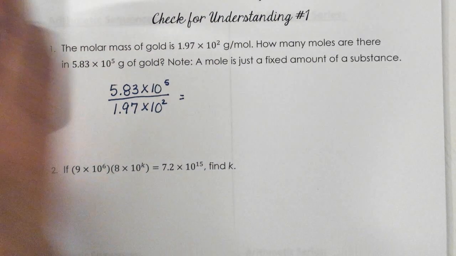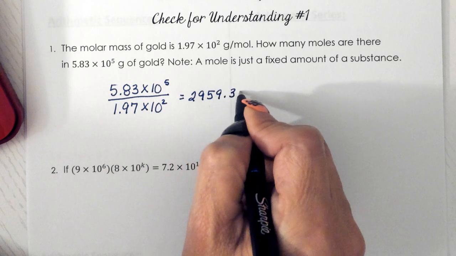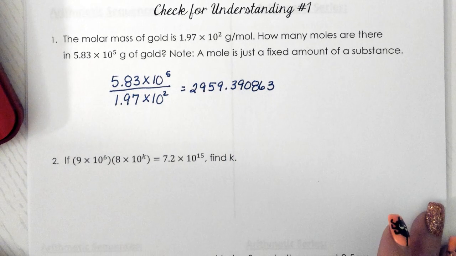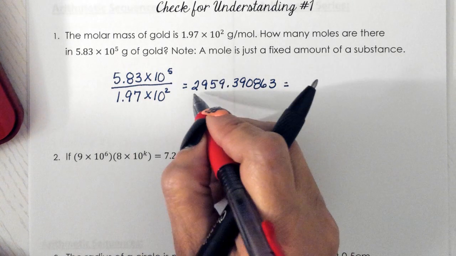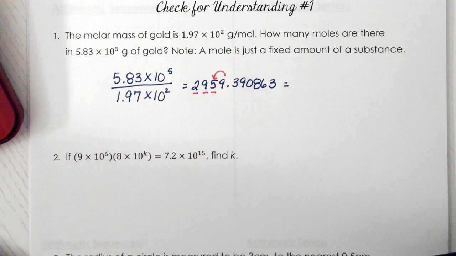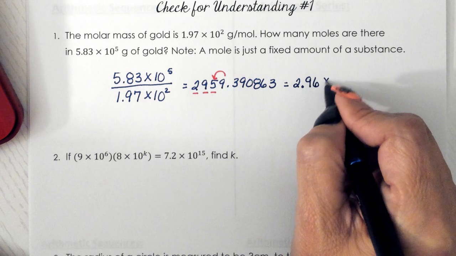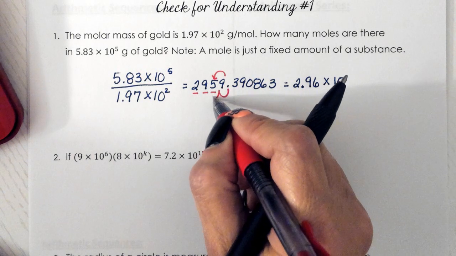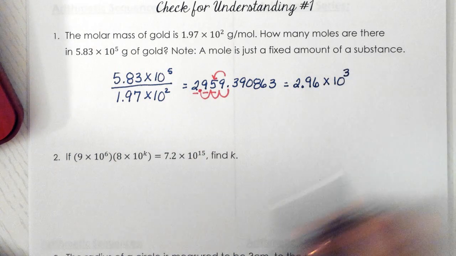Okay, so here's what I got: 2959.390. Actually, I'm going to go ahead and put all of it there. There it is. Now I want to put that in scientific notation, so I'm going to look at my first 3 sig figs. The 9 is going to change that 5 to a 6. So I'm going to do 2.96 times 10 to what power? I need to move this over, 1, 2, 3. So I moved it over 3. There we go.